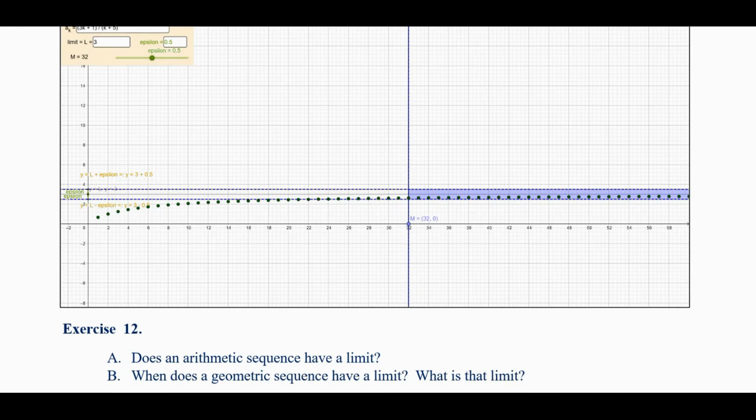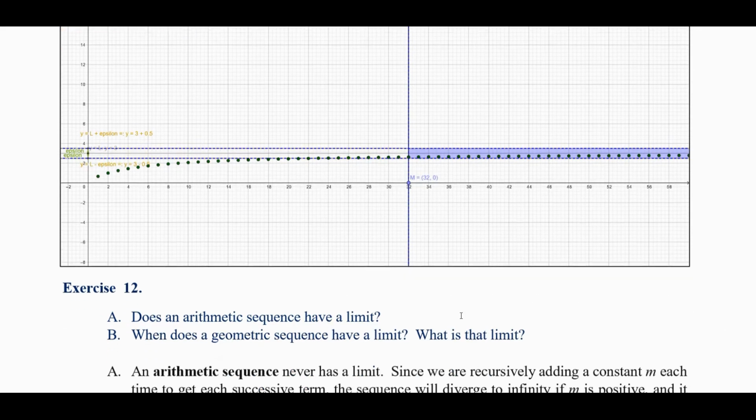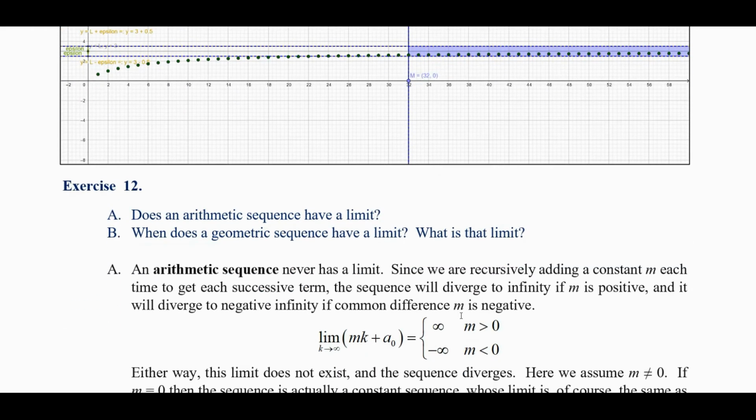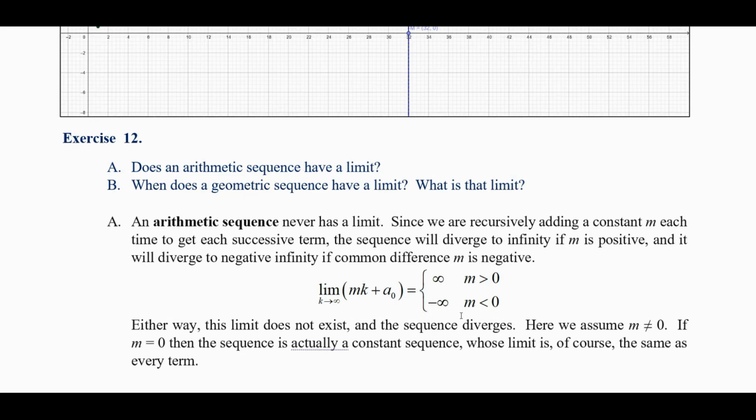So we've looked at arithmetic and geometric sequences in the last couple of videos. Do they have limits? And if so, what are they for an arithmetic and a geometric sequence? See if you can figure that out yourself. Press pause now. Well, you should realize that there's no way an arithmetic sequence is ever going to have a limit.